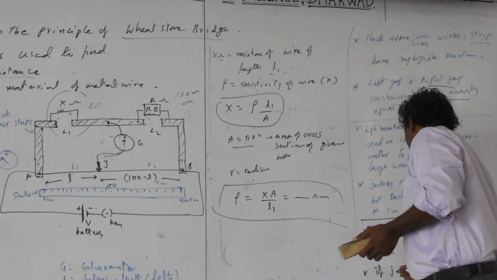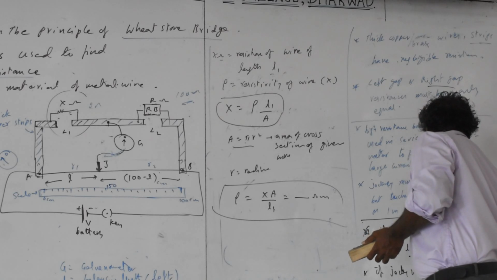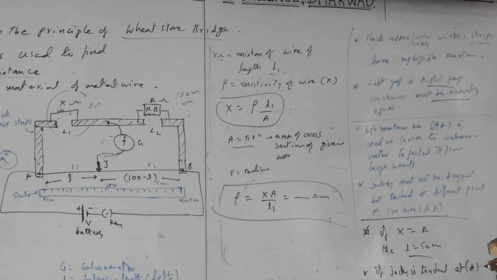If the jockey is touched at A, the left end, then the deflection in G must be to the left of 0. Similarly, if touched at the right side, the deflection must be to the right of 0.